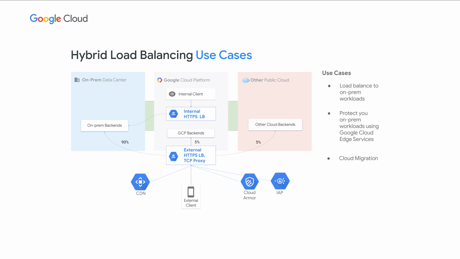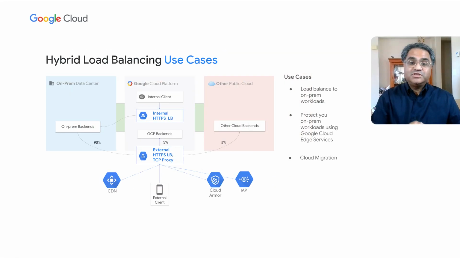The third use case uses weighted traffic splitting that Adam had alluded to earlier to do a gradual migration of workloads from on-prem to Google. Now, we are working on additional use cases, such as supporting failover from on-prem to Google. As we develop more and more, we shall share them with you.